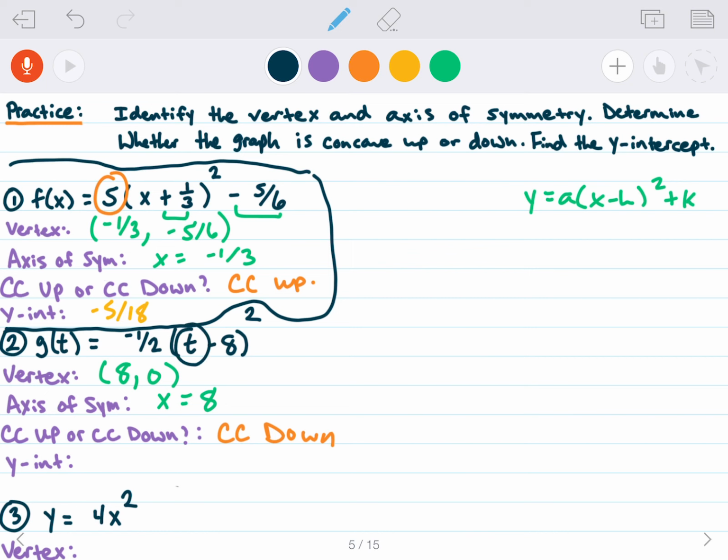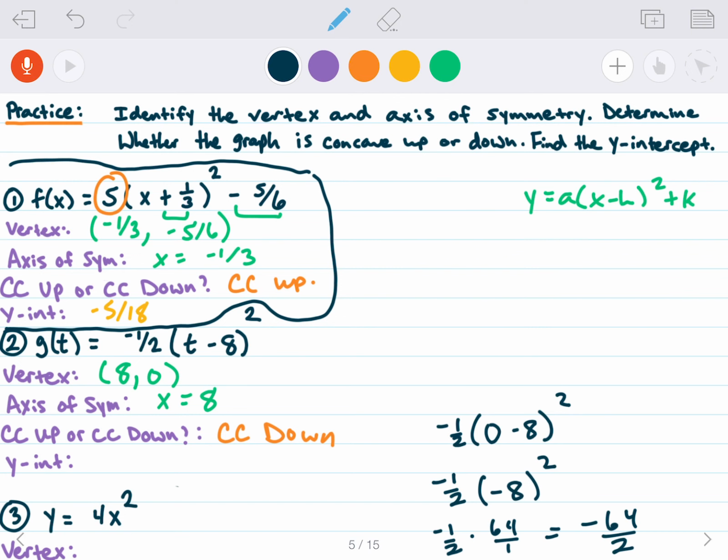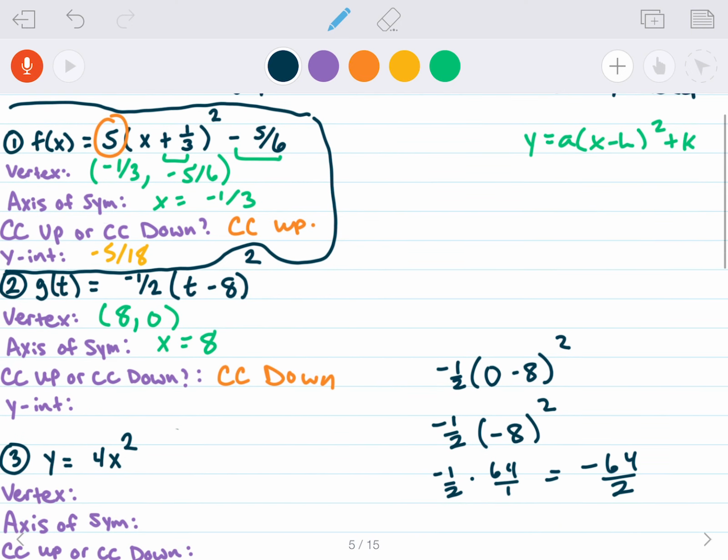So if we plug in 0 for t, we get -1/2 times 0 minus 8 squared. This is going to be -1/2 times -8 squared. -8 squared is positive 64. -1/2 times positive 64 is going to reduce to -64 over 2, which is, what's half of 64? Half of 60 is 30, half of 4 is 2, so that's -32. That is our y-intercept. All right, cool. So we did number 2.